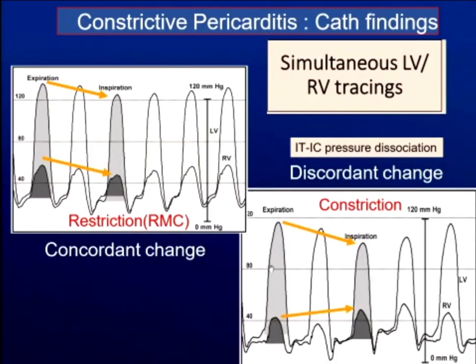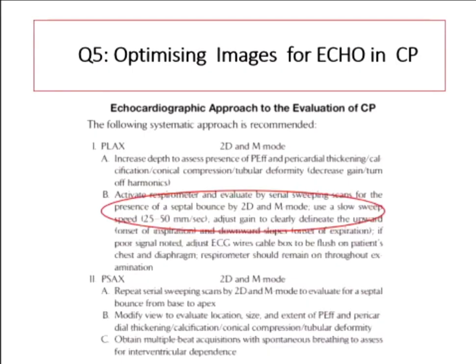So if we have simultaneous cath tracings, there is nothing to be done about intrathoracic, intrapericardial pressure changes being affected in RCM. So they're going to be concordant. As much as the RV goes up, so much will the LV go up. As much as it comes down, so it is concordant. However, in CP, because there is a dissociation of pressures, it's going to be discordant. So if you have a simultaneous LV-RV tracing, you're going to have a decrease in the RV pressure with a simultaneous increase in the LV. Because you have a dissociation between the intrathoracic and the intrapericardial, you will have a discordant change. Optimizing is important. This is something that we all use.